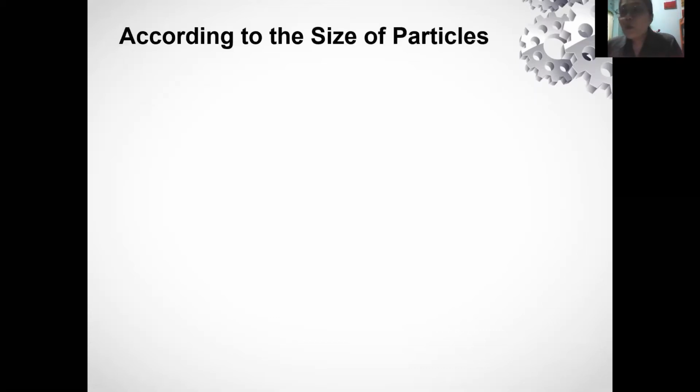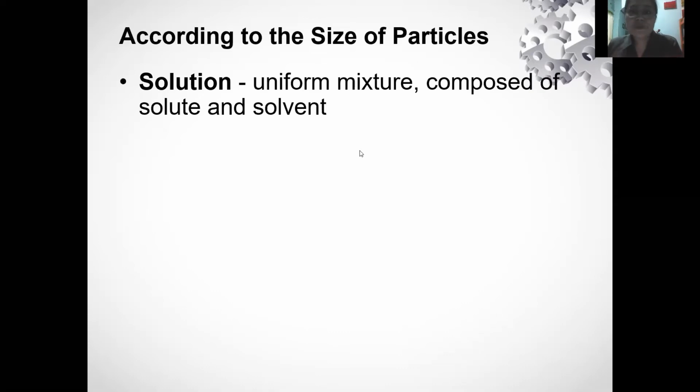Now, another way of classifying our mixtures is according to the size of particles. So we have 3. First, we have the solution. When you say solution, it's a uniform mixture. This will be under the homogeneous mixture. Again, when you say solution, you will get here a uniform mixture, which means you only have one phase here. Thus, solution is under the homogeneous mixture.